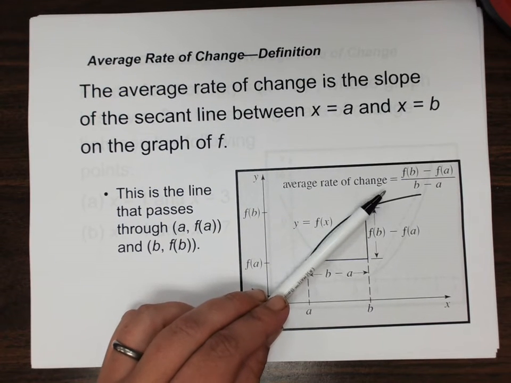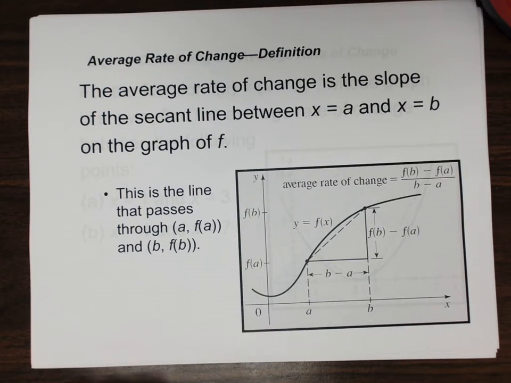It doesn't always go through the entire curve. It just connects 2 points, right? It's the line that passes through a with f of a and b with f of b, right? Where b is, we compute f of b by plugging in b to an equation, right?